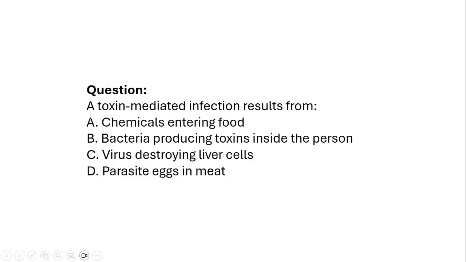A toxin mediated infection results from what? Chemicals entering the food, bacteria producing toxins inside the person, virus destroying the liver cells, or the parasite eggs in meat. So a toxin mediated infection results from, so it's not chemicals. It doesn't say meat. It's B. So a toxin mediated infection results from bacteria producing toxins inside the person. Right, if I'm going to be eating the food that has bacteria in it, then they start producing all sorts of toxins inside my gut, then I get sick.